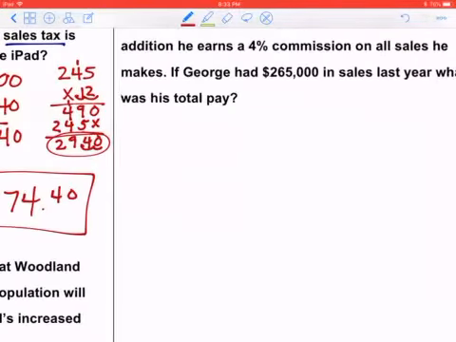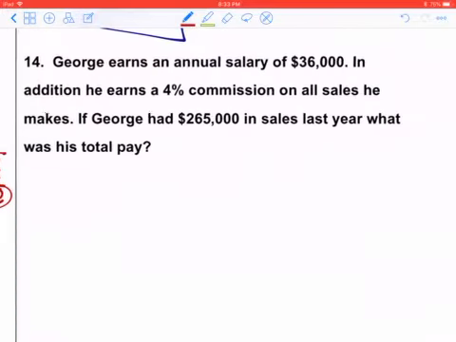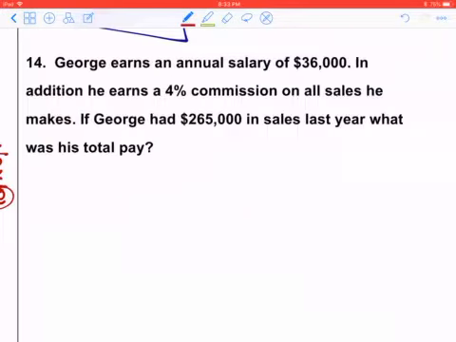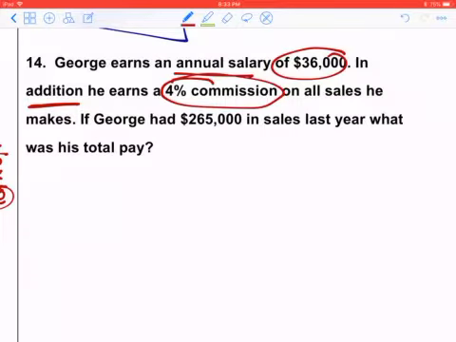Number 14. Again, a reminder as I'm about to do 14, please make sure that you go back and review these. You can pause it. Number 14. George earns an annual salary of $36,000. That's in a year. In addition, he earns 4% commission on sales that he makes. If George had $265,000 in sales last year, what was his total pay?